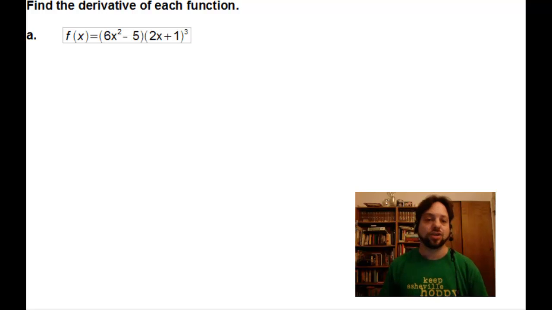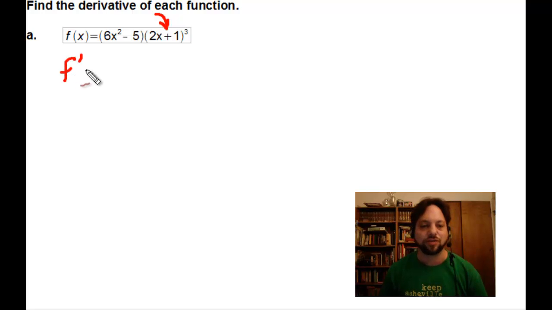Now, at first glance, you might not say this needs the chain rule. Where's the composition of functions? This simply looks like a product rule problem. Well, as soon as we start differentiating, I think you'll see where the composition of functions is happening. Well, let's take a look.